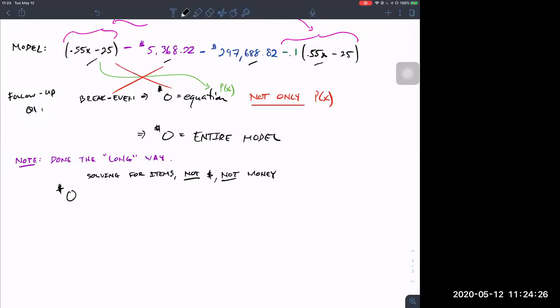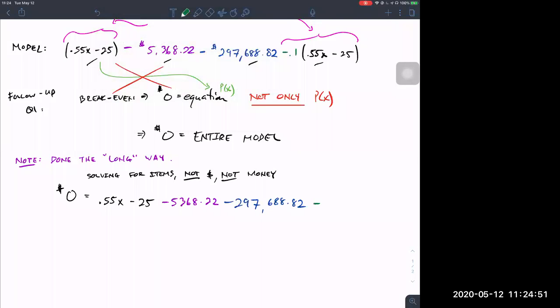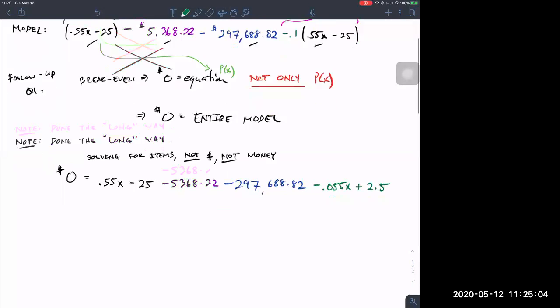Okay, let's go. So $0 equals, okay, now I'm going to split things up. 0.55x minus 25 minus 5,368.22, and then minus this big number, 297,688.82. And then now in green, I'm going to distribute this properly. So this becomes minus 0.055x and then plus 2.5. So that's the distribution of the far bracket on the right, or pink bracket, with a negative 0.1.